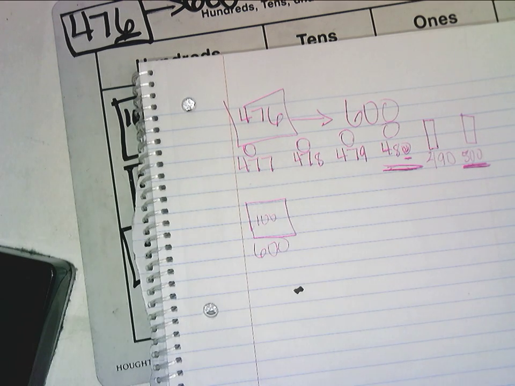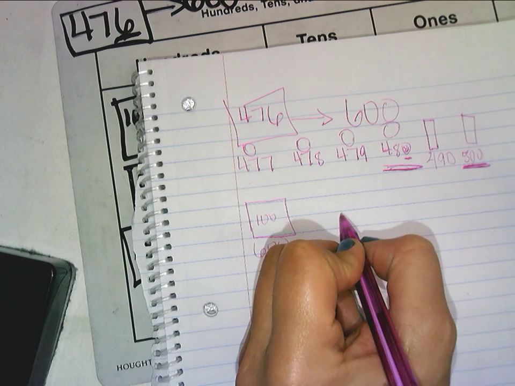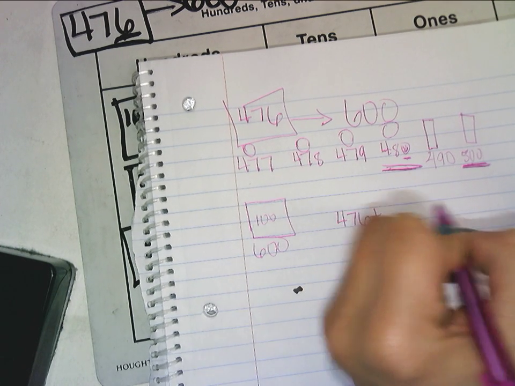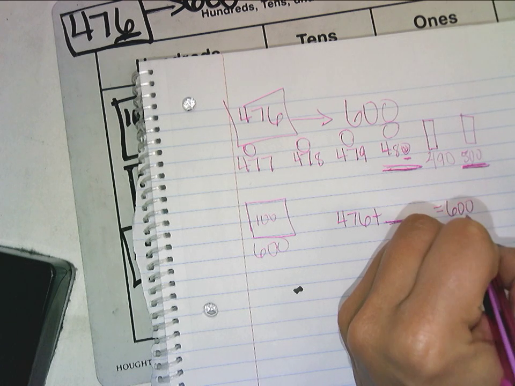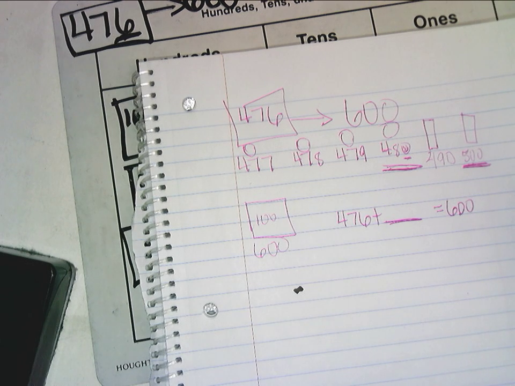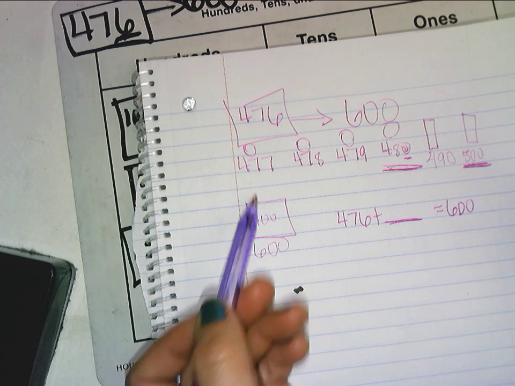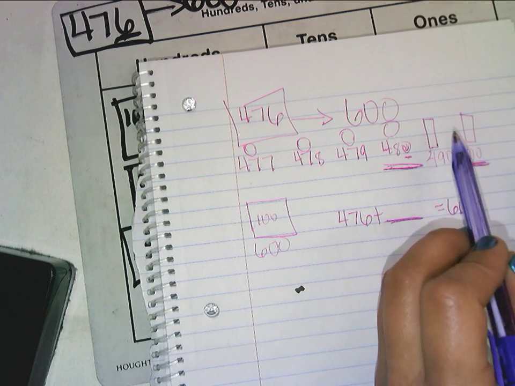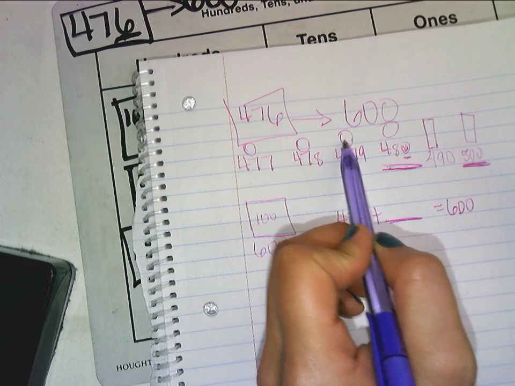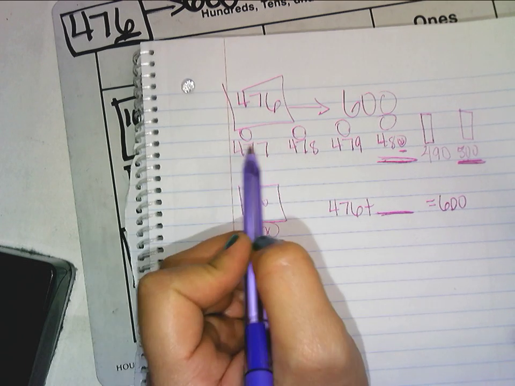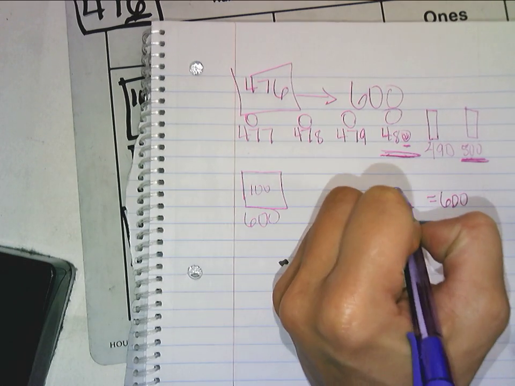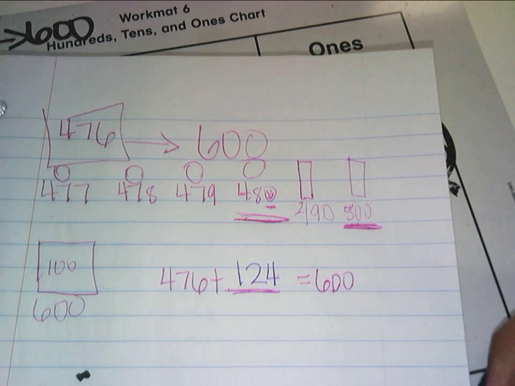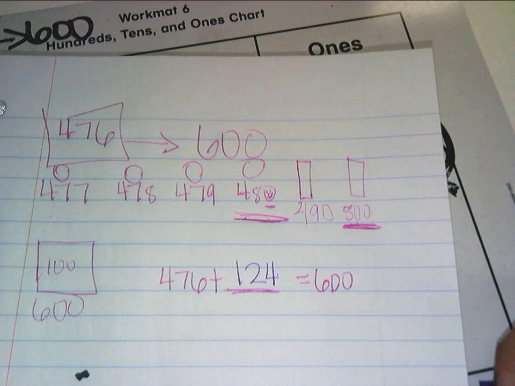Okay, now think about your equation. If you started at 476 and you're adding more on to get to 600, that's where we ended. So all you do is count what you drew. 100, 110, 120, 121, 122, 123, 124. So the answer is 124. Okay, that's my equation. Okay?